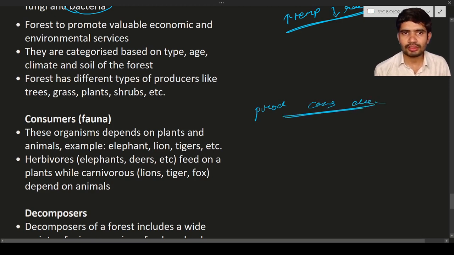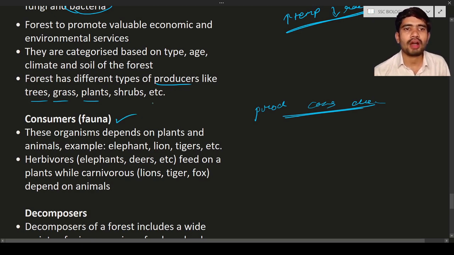So what consumers are present? If you compare, the forest has different types. Producers are there in the forest: trees, grasses, plants are there. Depending upon the type of these photosynthetic organisms, the forest is categorized. And in the forest the consumers are there.